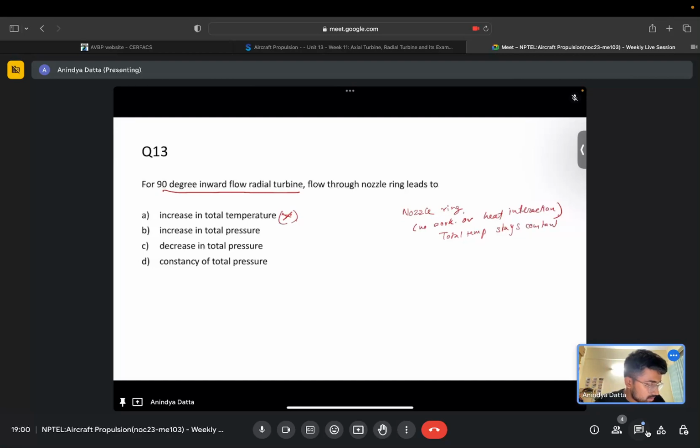Okay, all right. Next, again, option B is increasing total pressure. This is also wrong, because total pressure can increase only when there is work input. If you remember, across the compressor rotor the total pressure increases because there is work input to the working fluid. But here there is work output, and in the nozzle ring there is no work or heat interaction happening, so the total pressure cannot increase. What happens is the total pressure decreases.